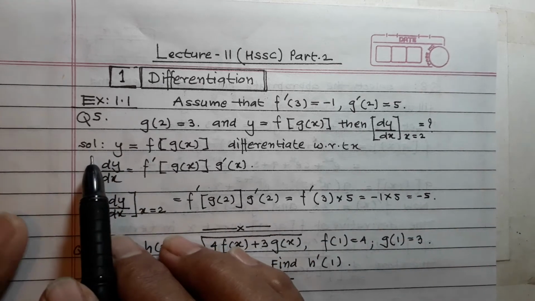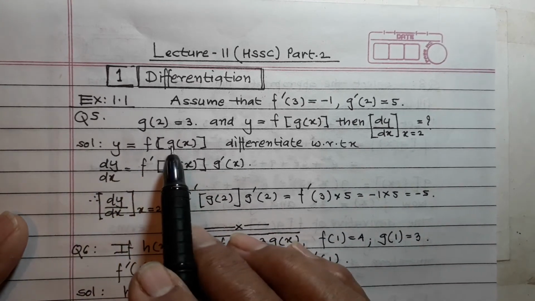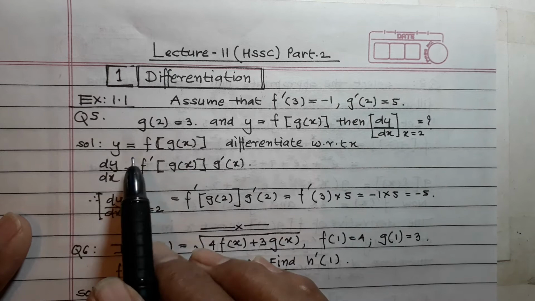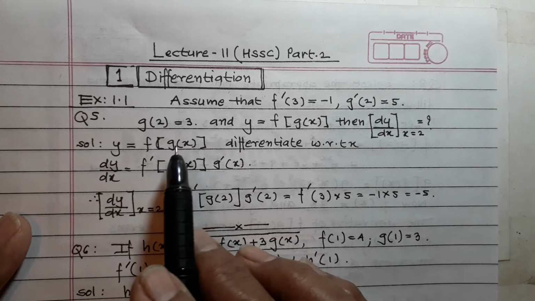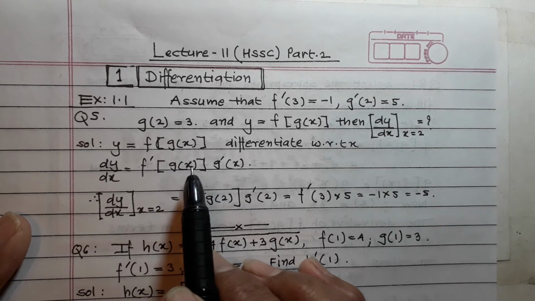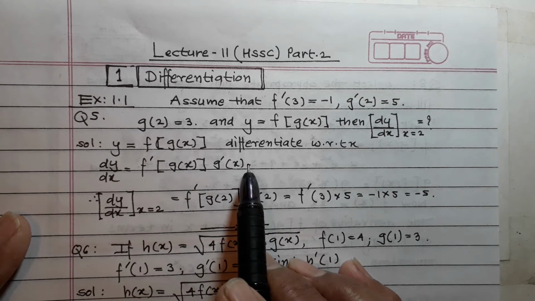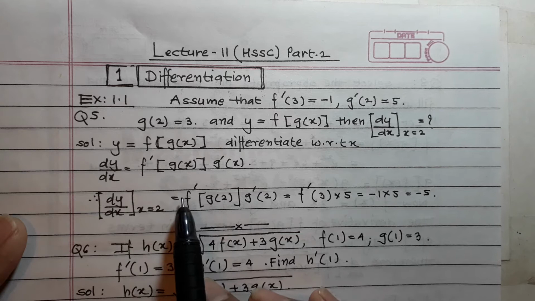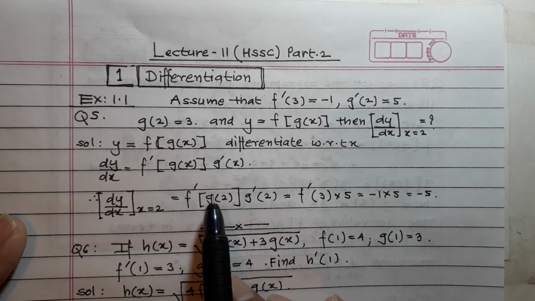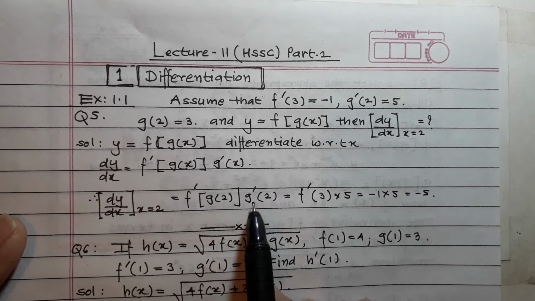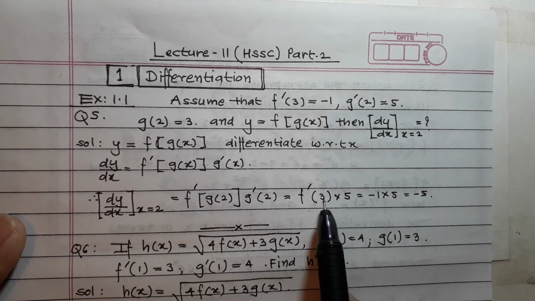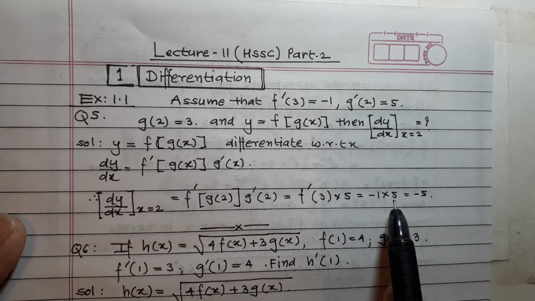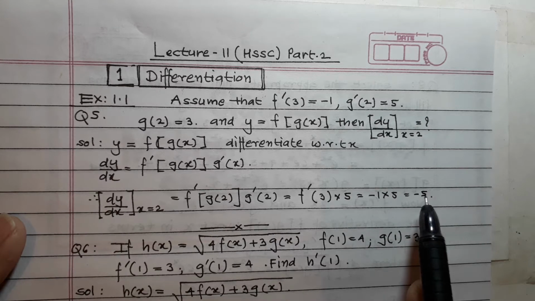Solution. y = f(g(x)) is given. Differentiate with respect to x. dy/dx = f'(g(x)) and the derivative of g(x) is g'(x). Therefore dy/dx at x = 2 is f'(g(2)) g'(2) = f'(3) into 5 = -1 into 5 = -5.